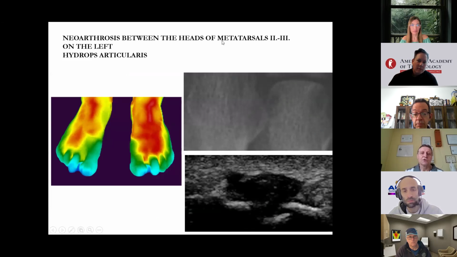Neoarthrosis between the heads of metatarsals second and tertius on the left side. We see this neoarthrosis on X-ray, and on sonography we can see that the neoarthrosis is filled with hypoechoic hydrops. And on the site of this neoarthrosis, which is here, we can see increased temperature activity, which leads to pain.